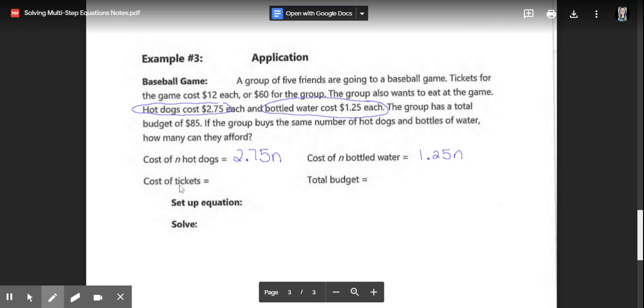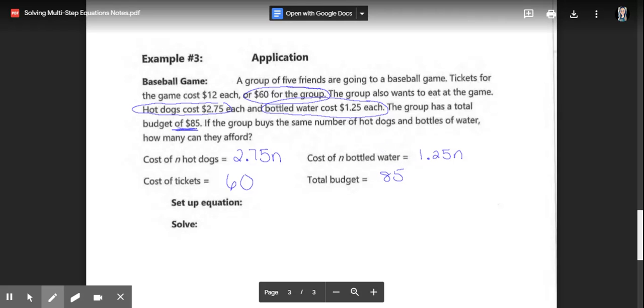The next section, I need the total cost of the tickets. They gave us 2 different numbers, but the cost for the entire group is really the one I want. It's just easier to work with. So for everybody to go, I'm going to need that 60. And then finally, we were asked for the total budget. So how much money did they have to spend? If I go back and look, it says the group had a total budget of $85. So the budget is 85.